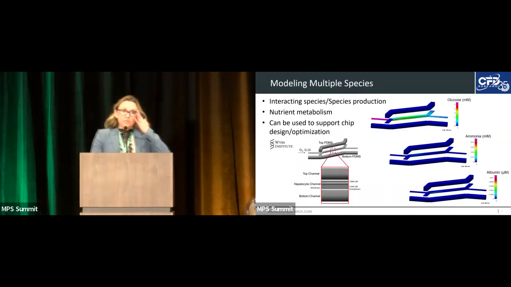As I said previously, modeling multiple species can be an important part of what we're looking at in these chips, particularly if you have interacting species or if you have metabolism where some kind of metabolite is produced. Obviously, we need to be able to model both of those simultaneously. So this is just another example using the Weiss chip where we've modeled the distribution of glucose into the system, as well as ammonia production and albumin production in the system. And these were all modeled simultaneously, which is a huge advantage, not having to recreate the model every time.